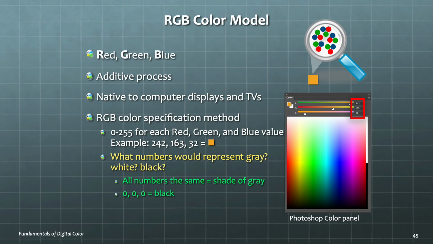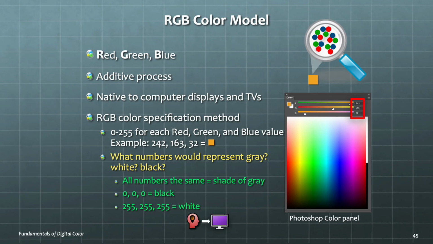0, 0, 0 is pure black, since that means zero intensity for each component. In other words, no hint of color whatsoever. That's what black is, the absence of color. 255, 255, 255 is pure white, since that means maximum intensity for each component. And since the numbers are the same, it's the lightest shade of gray, which is pure white.